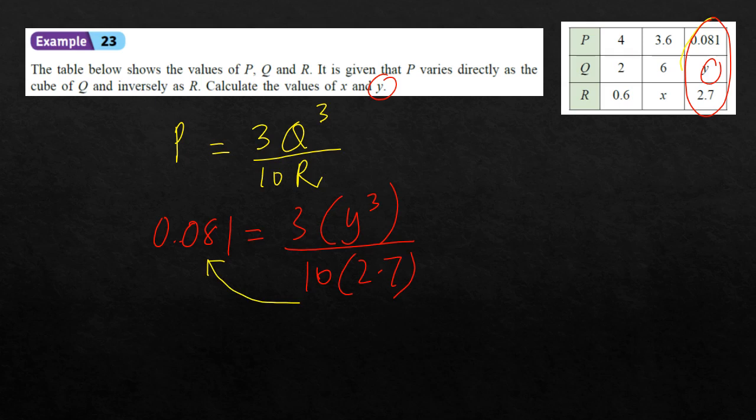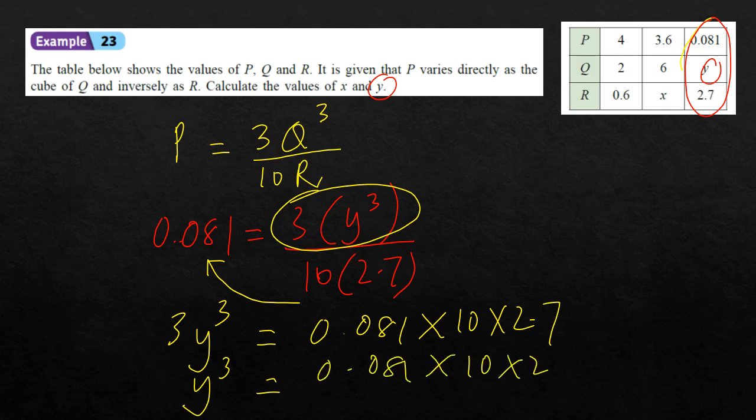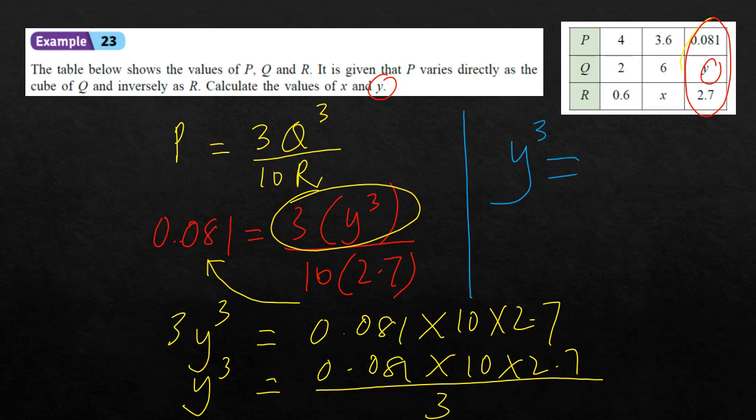I write this one, 3y cube equal 0.081 times 10 times 2.7. Okay, use your calculator. You'll get 0.081 times 10 times 2.7 over 3. Okay, and you'll get your Y equal y cube first. Y cube equal what?